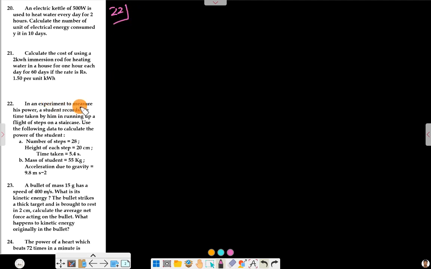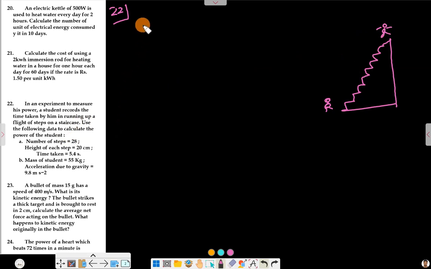So in an experiment to measure his power, a student records the time taken running up a flight of steps on the staircase. So a student goes up on a staircase like this. Suppose this is the staircase, and he goes up from the ground to the top of the staircase.